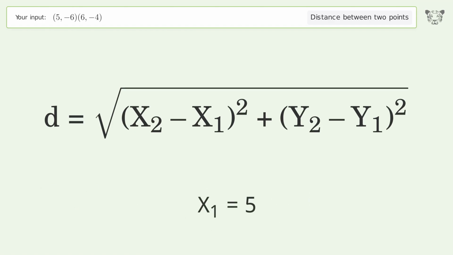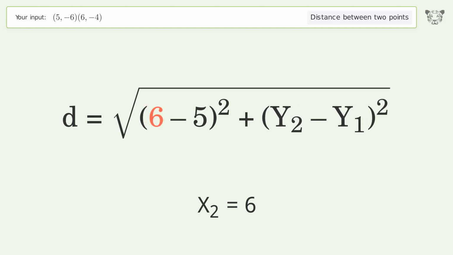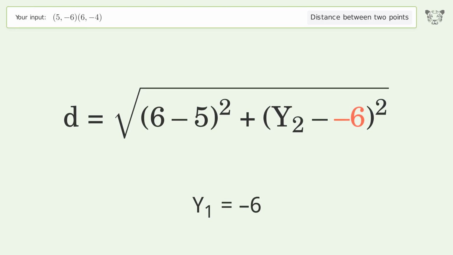x1 equals 5. x2 equals 6. y1 equals -6. y2 equals -4.